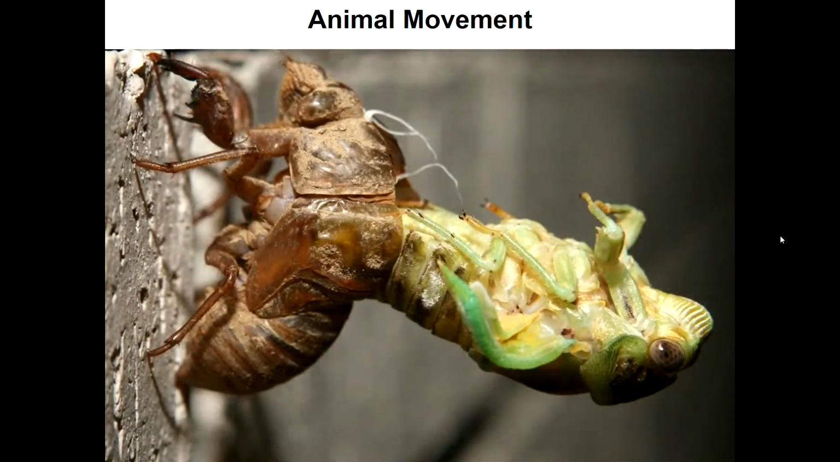Some animals have their skeleton on their outside, which is called an exoskeleton. An example of organisms that have an exoskeleton are insects. In this picture, you can see that the cicada is molting out of its skeleton so that it can grow larger. These white strands that are coming out of the exoskeleton are actually the insect's trachea.